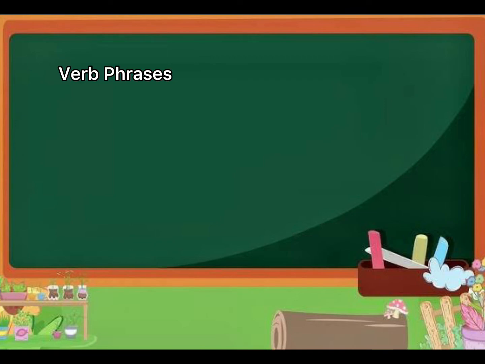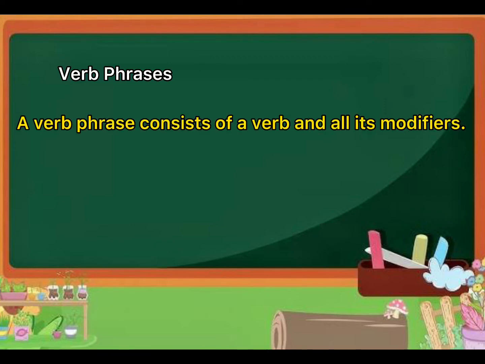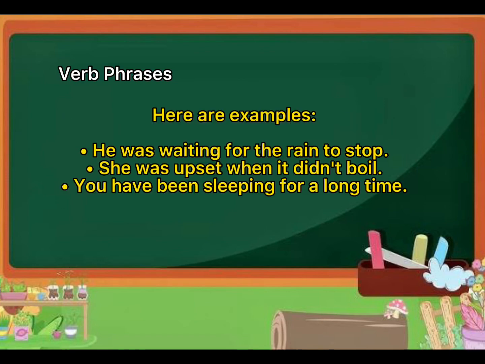Next, verb phrases. A verb phrase consists of a verb and all its modifiers. Here are examples. First, he was waiting for the rain to stop. Second, she was upset when it didn't boil. Third, you have been sleeping for a long time.